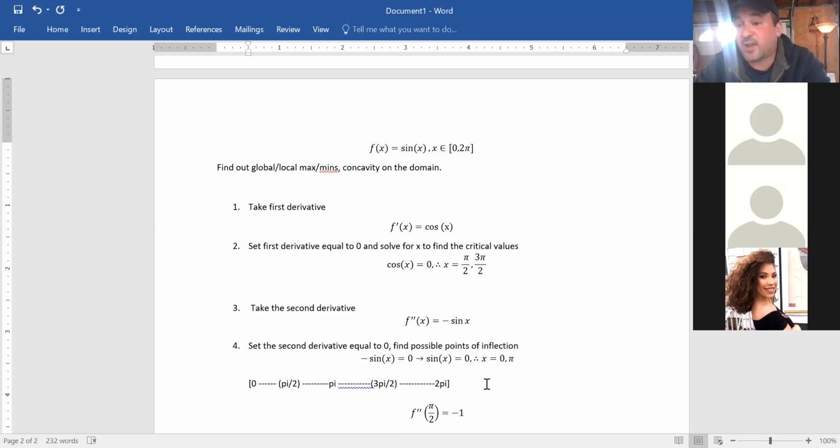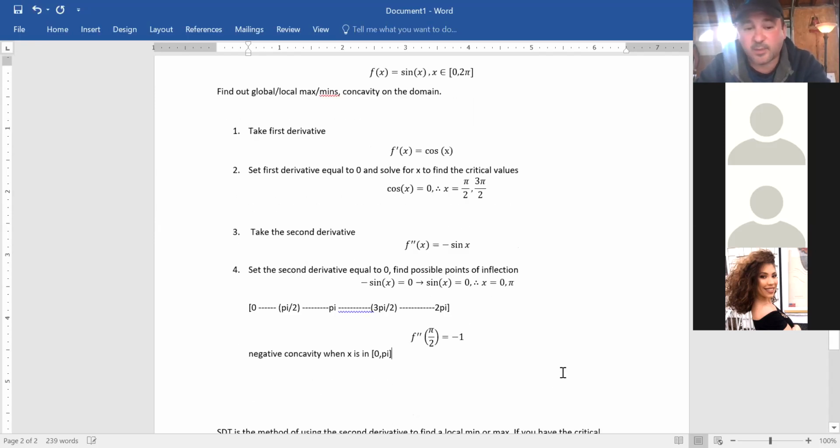And that means we have negative concavity. So there is negative concavity between 0 and 3 pi over 2. Sorry, not 3 pi over 2, between 0 and pi. So we have negative concavity when x is in the interval from 0 to pi. We'll confirm that. We'll go back to the image in a little bit. Maybe you have it up, and we'll see that that's true.